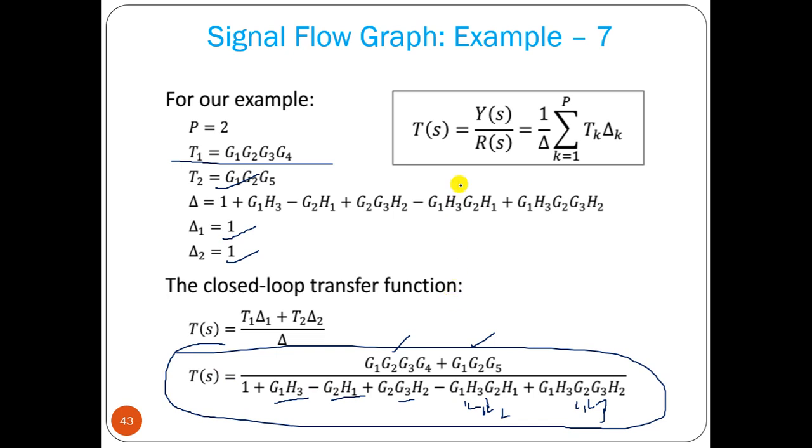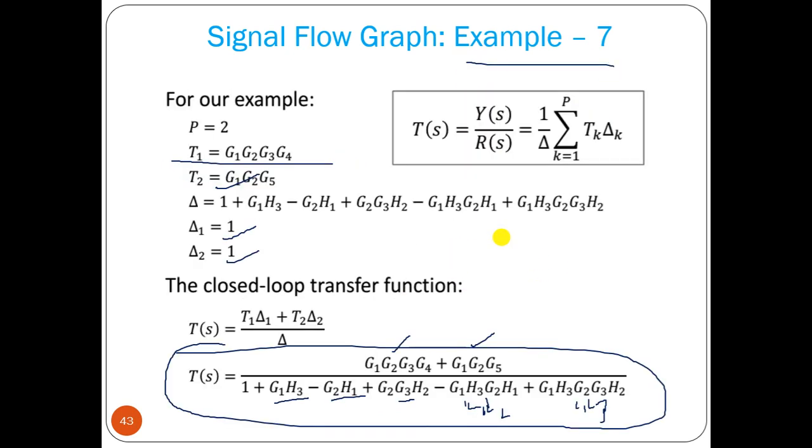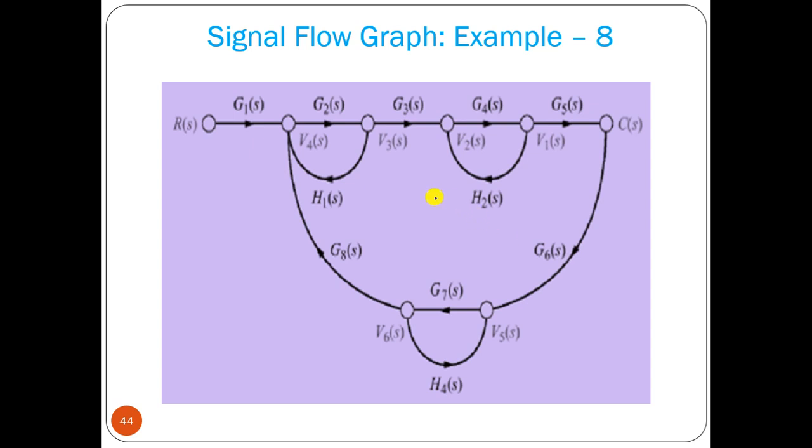Okay, this is another example where we have taken 2 non-touching loop pair. Now let us solve another problem, which I have taken only for the case where we will get 3 non-touching loops. We will get 3 non-touching loops in this particular example.